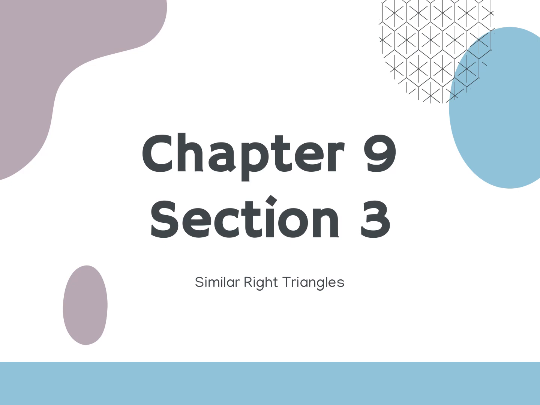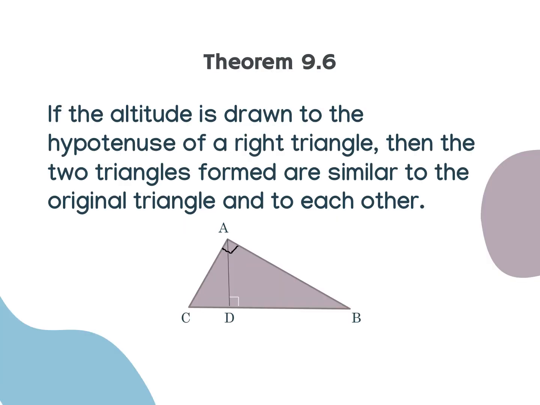So today we're going to cover Chapter 9, Section 3, and we're going to talk about similar right triangles. Now, the chapter we just finished, Chapter 8, was on similar triangles, but today what we're going to talk about specifically are right triangles. So the first thing we're going to do is see a theorem, and this theorem states that if the altitude is drawn to the hypotenuse of a right triangle, then the two triangles formed are similar to the original triangle and to each other.